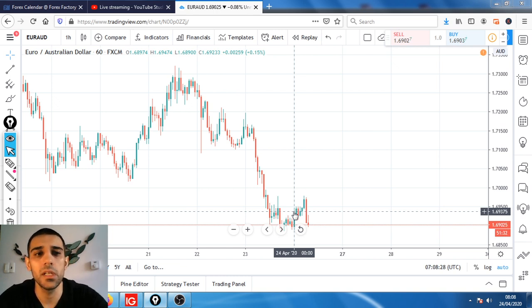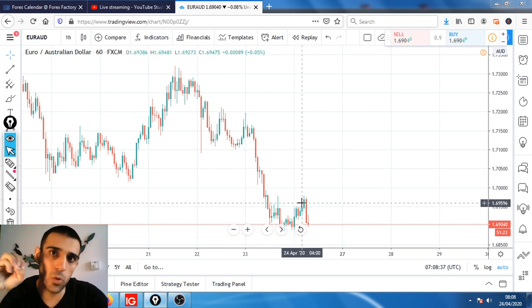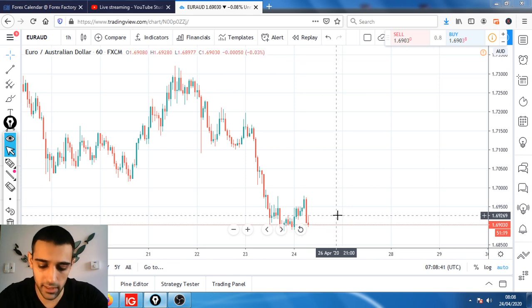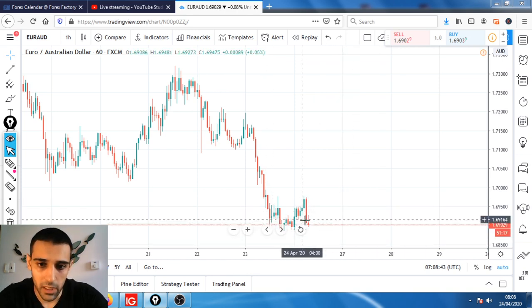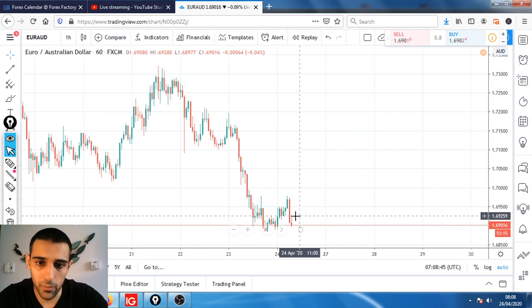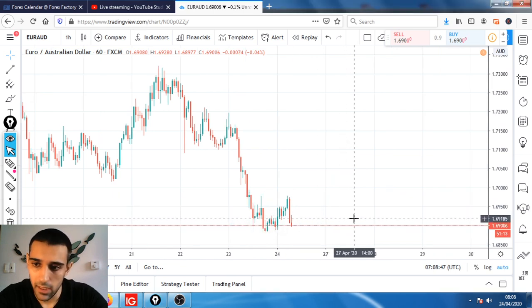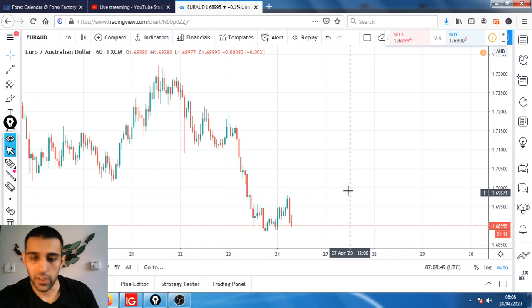Also, we got this and the British pound against the Japanese yen. These two currencies are also my favorite. The reason is because they move a lot, and once you get onto the right trade, you can get loads of pips out of it. So for now, it's a bit of a waiting game on this one, and we're gonna see what it does in the next 50 minutes.